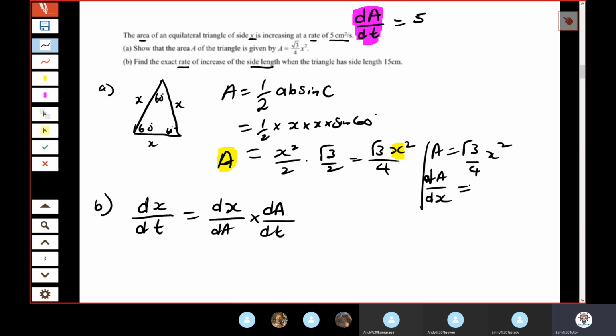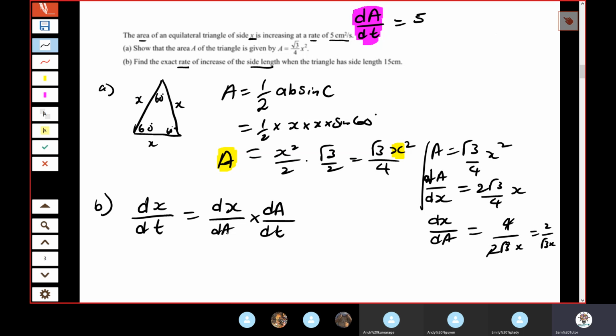I think you guys can understand this. So 2 root 3 x on 4. Right, that's just a number, so just leave it. And then to find dx on dA, you just flip it, don't you? That makes sense. So 4 on 2 root 3 x. And then 4 on 2 is obviously 2. Do you guys get that?